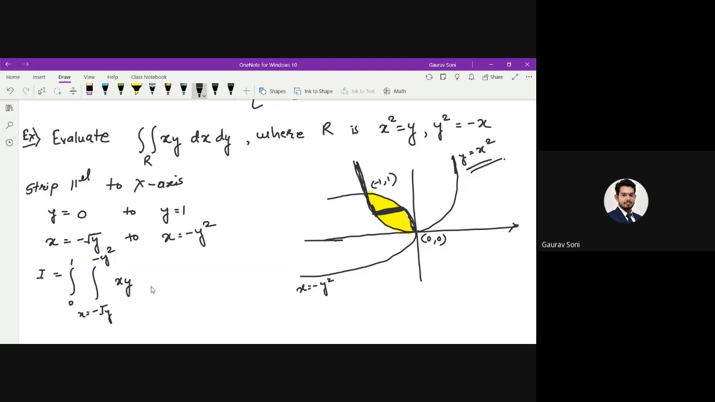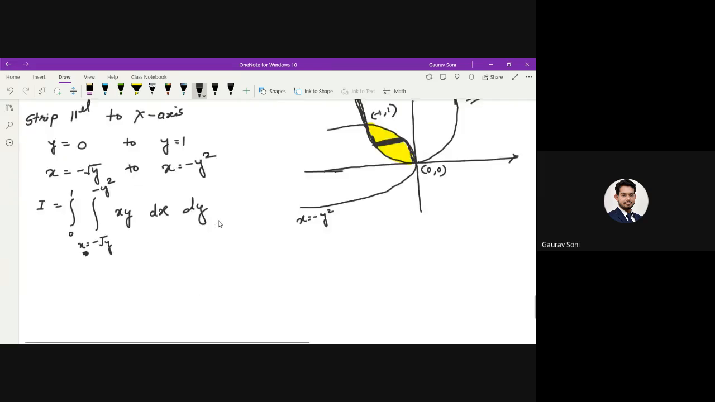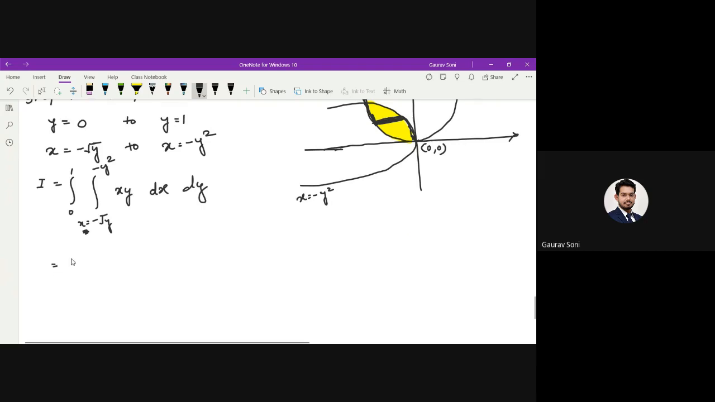What should I write first, dx or dy? dx, because you can see that this integration is with respect to x. So dx and then dy. Now let's just integrate this. So this is equal to integration 0 to 1, integration with respect to x. y will come outside. This will be x square by 2, limits from minus root y to minus of y square, dy.